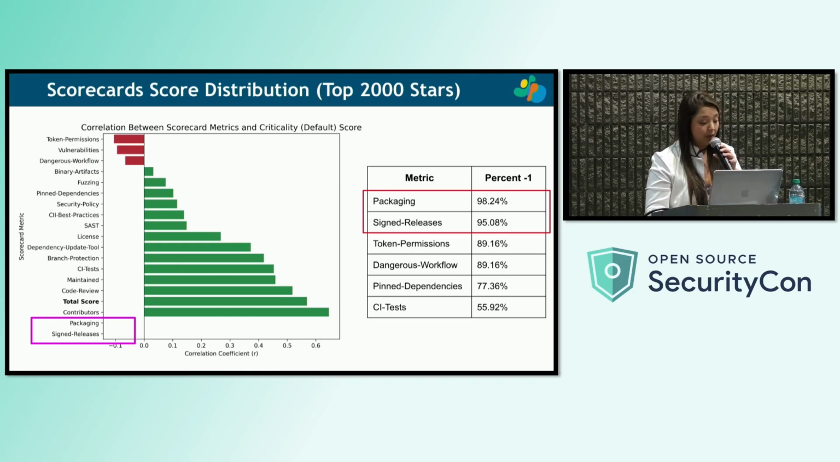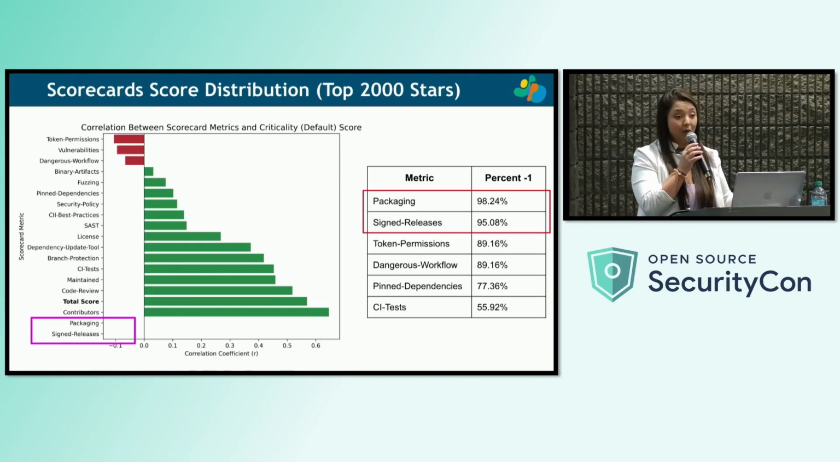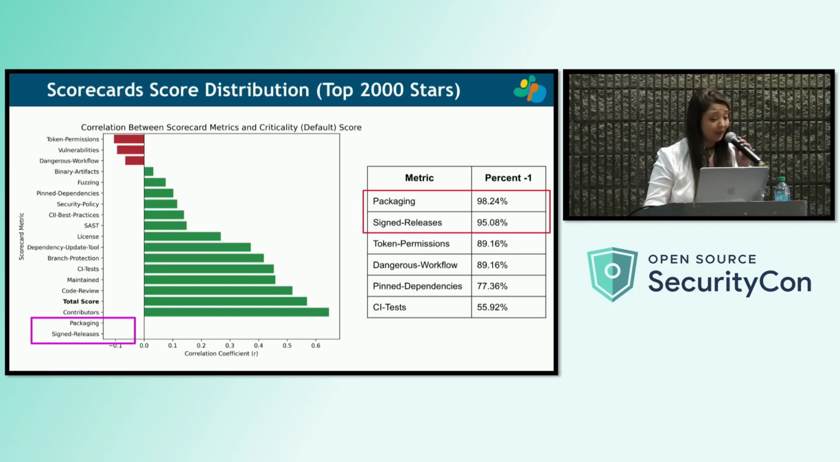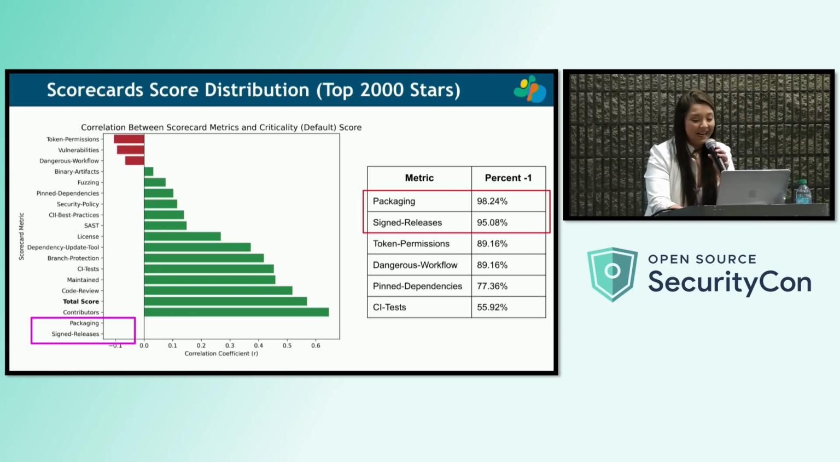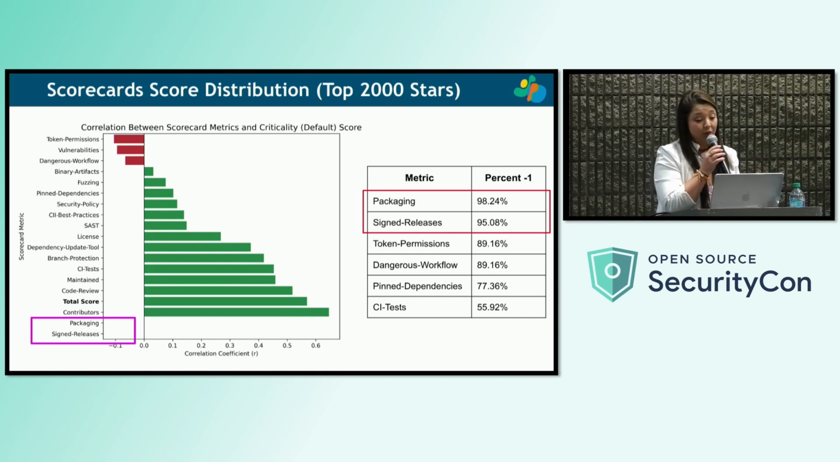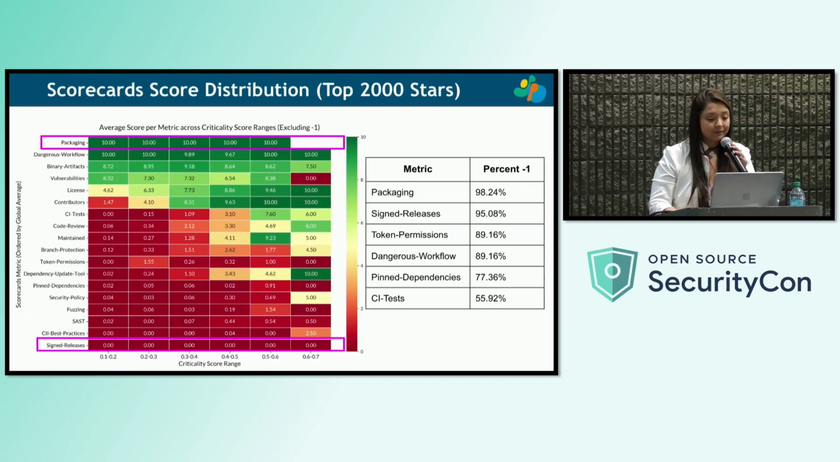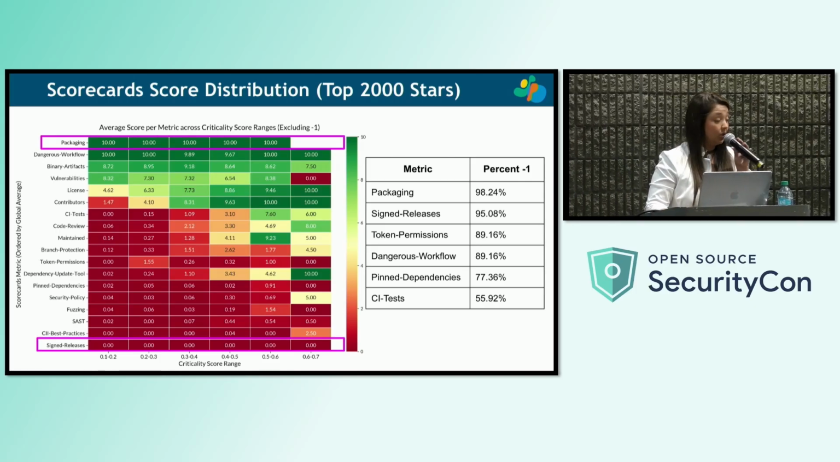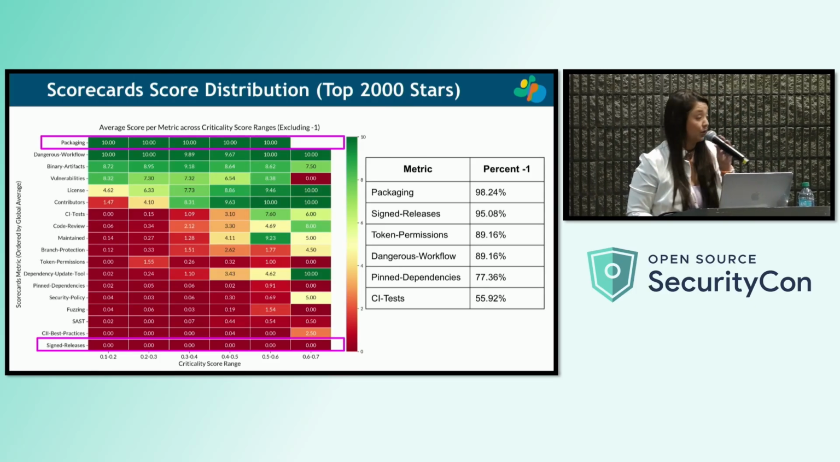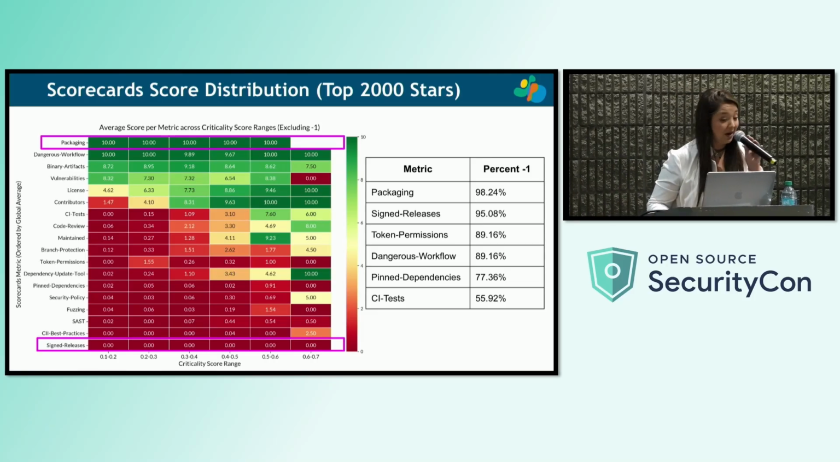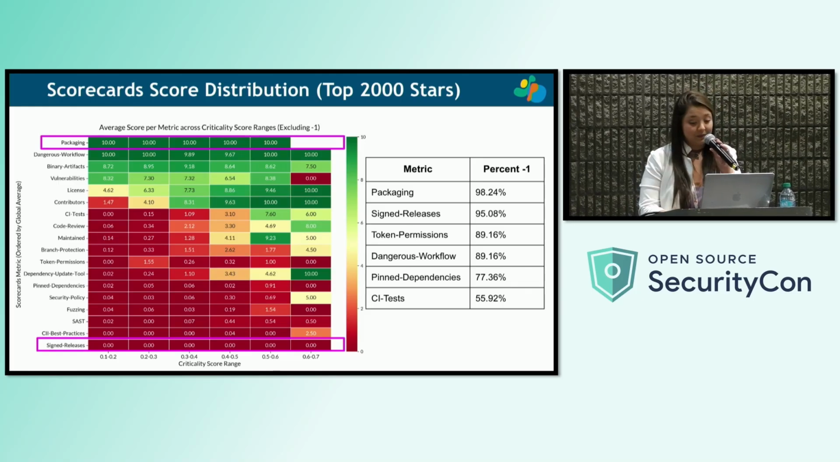What I do find interesting is that packaging and sign release are also not correlated at all with the criticality score. And if you see, only about 95 or 98% of the projects don't even have these metrics, and they have -1. And if we look at the heat map for the packaging metric, all of the projects have a score of 10, and for the sign release, all of the projects have a score of 0. Sorry, it doesn't matter where the criticality score lands.